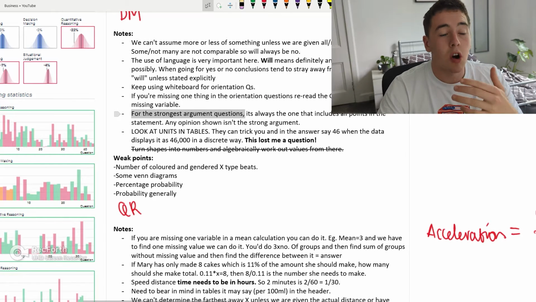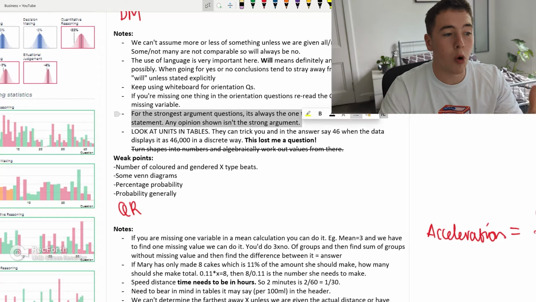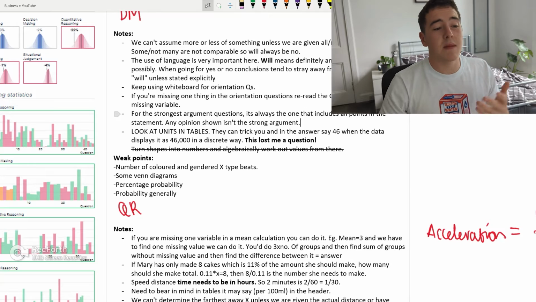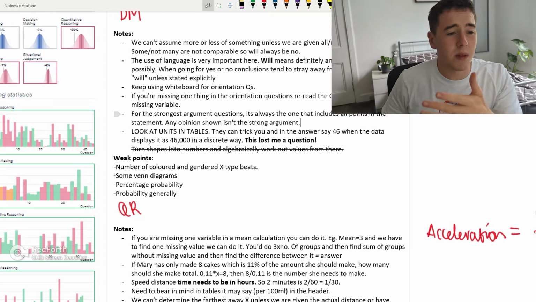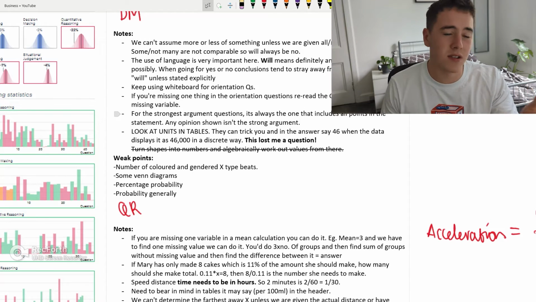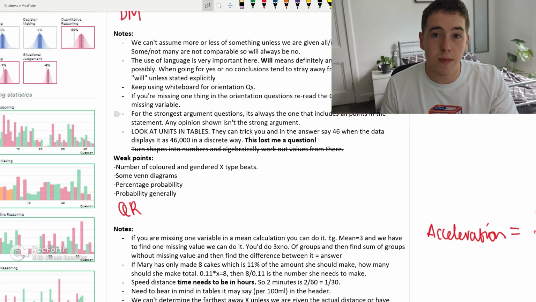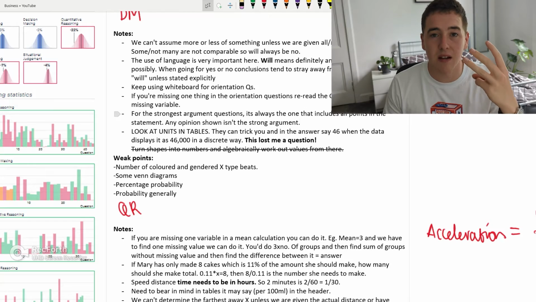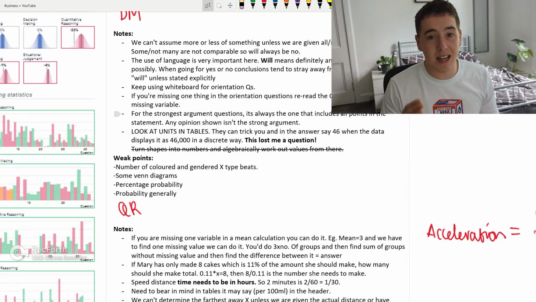So in the strongest argument questions of decision making, it's always going to be the one that includes all points in the statement. If the statement says, for example, something about smoking, something about age, and something about obesity, the argument that is going to be the strongest has to state all three of these things and has to make a valid point about it. It can't be opinionated, it has to be objective fact.